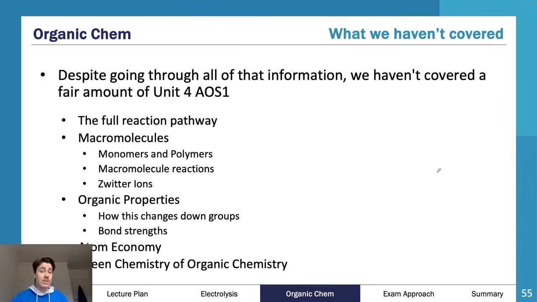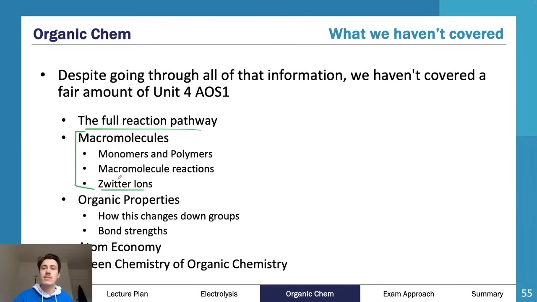Now, what we haven't covered as a part of Area of Study 1. Area of Study 1 is actually pretty big. So we haven't gone through the full pathway. We went through all the reaction types, and I gave you a very small pathway, but it's really important you go through that full pathway, which I just discussed. Macromolecules is a part of this, so going through monomers and polymers, macromolecule reactions, which are all the same as those 6 reaction types. You just have to remember which distinct ones work for which. So like glucose into glycogen, or like amino acids into peptides, polypeptides, things like that.